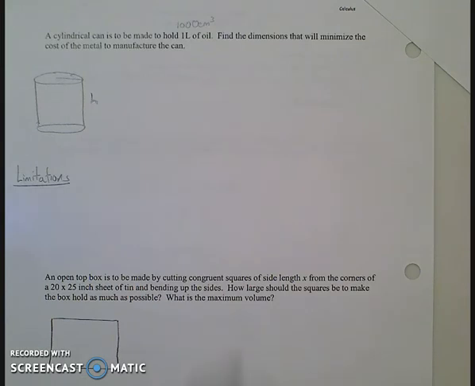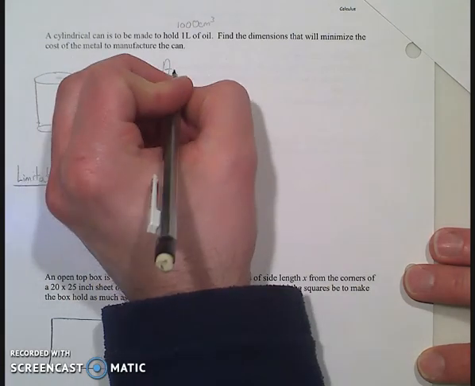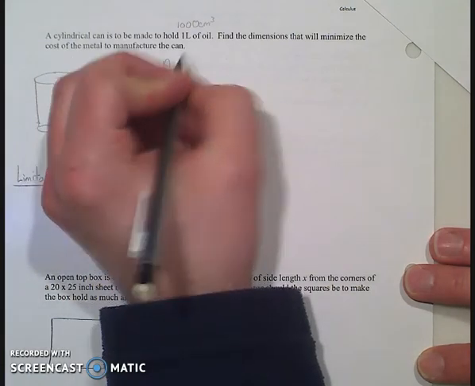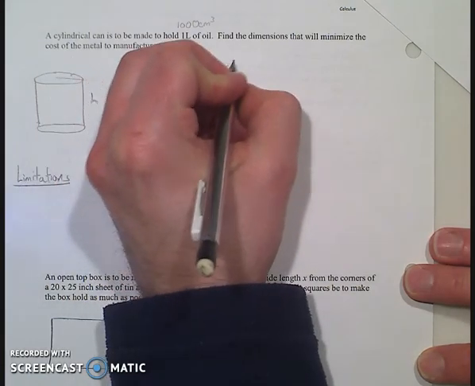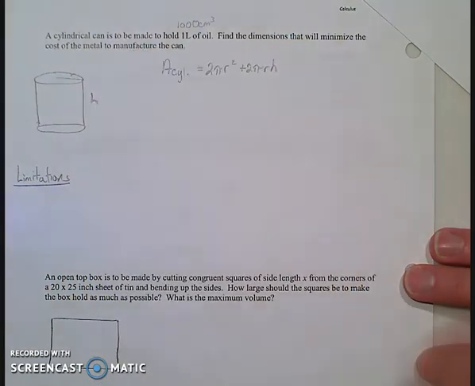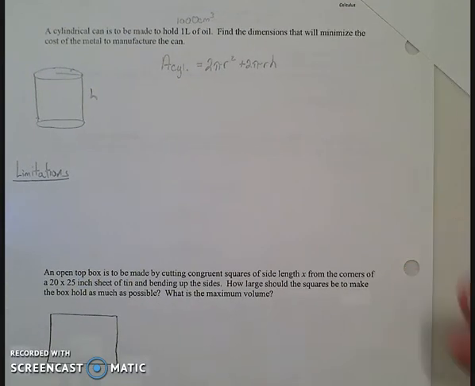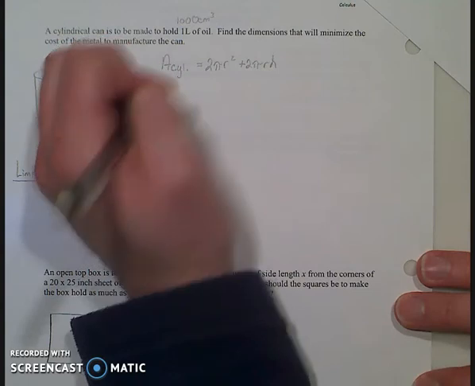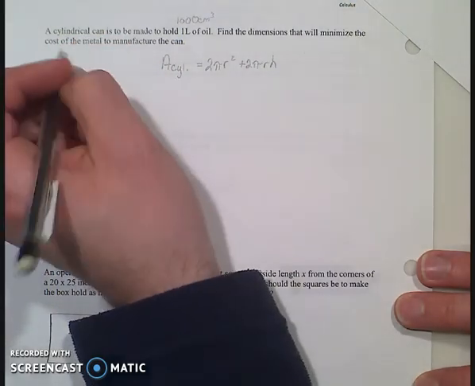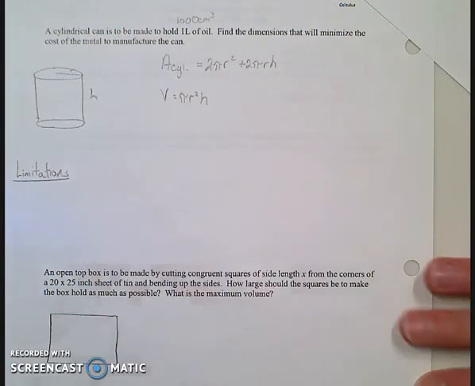So, a formula that you're going to need to know, the surface area of a cylinder, is 2 pi r squared plus 2 pi rh. Are you going to need to memorize that? Because I know that's what everyone's going to ask me. No, you do not need to memorize that one. It will be given to you. And we also know that the volume is pi r squared h.